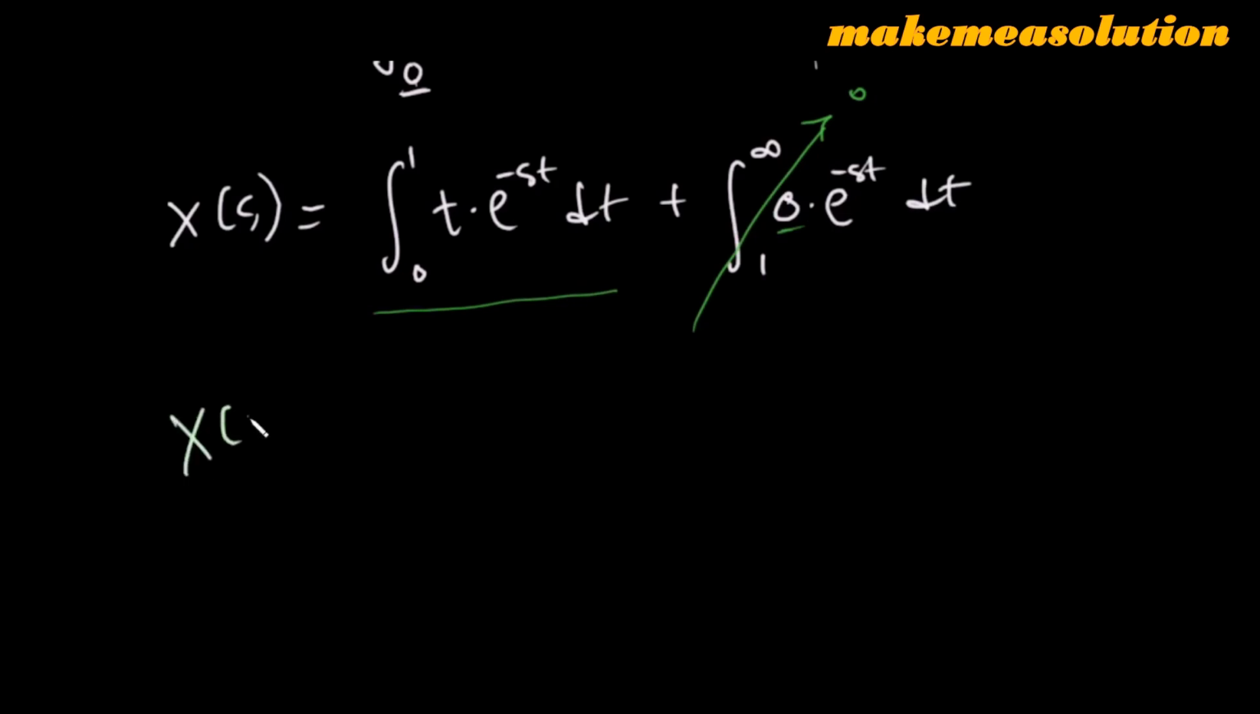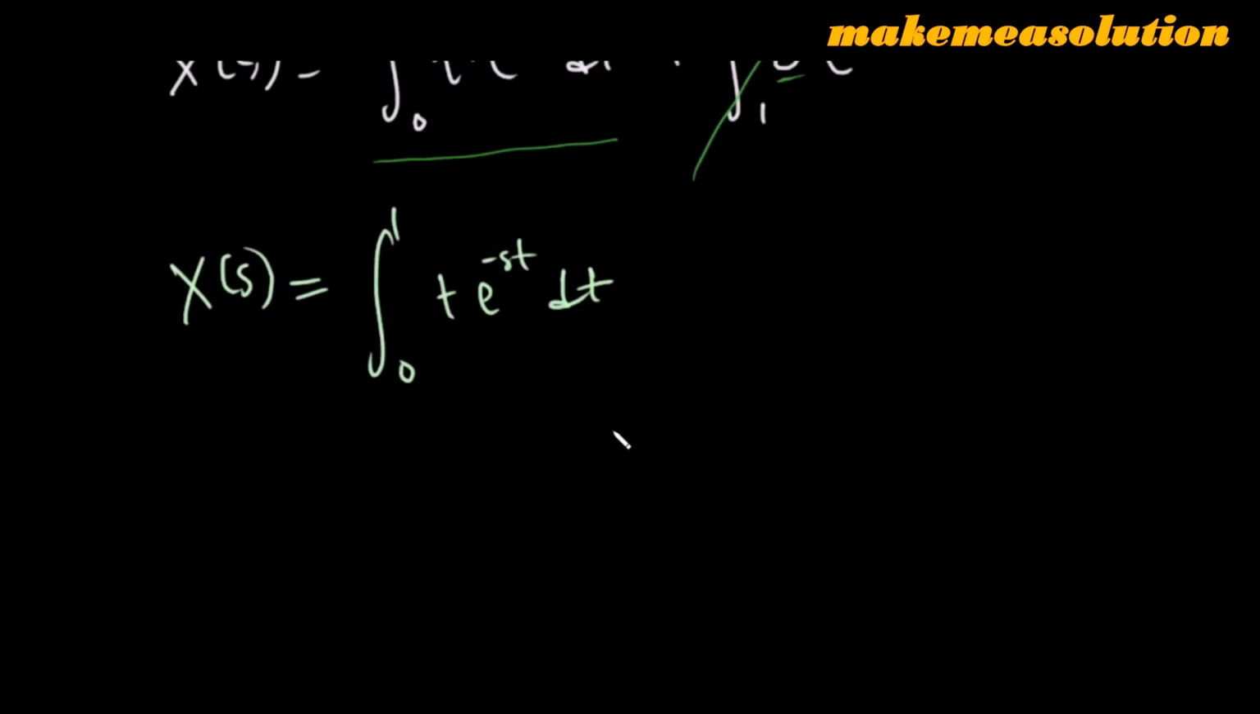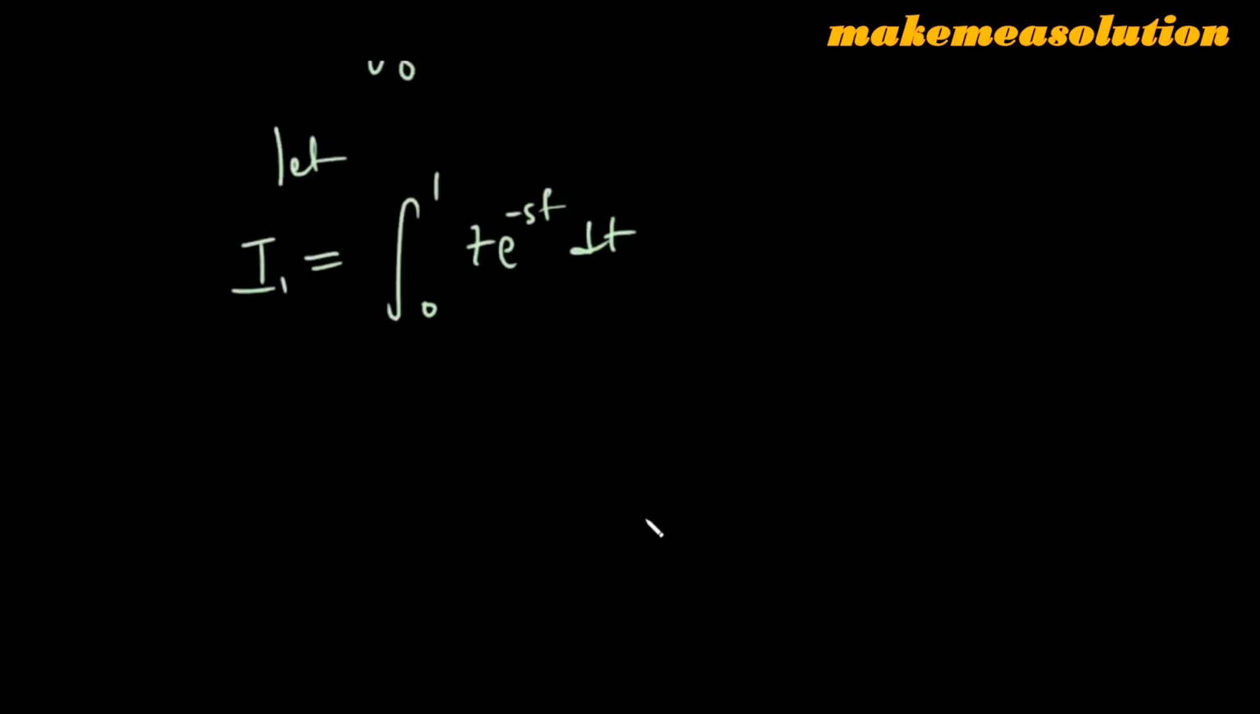So our X of s is now going to be the integral from 0 to 1 of t exponential minus st dt. At this point, I'll borrow knowledge from reduction formulas. So I'm going to say let I1 be the integral from 0 to 1 of t exponential minus st dt. Okay, so I'm borrowing knowledge from reduction formulas.